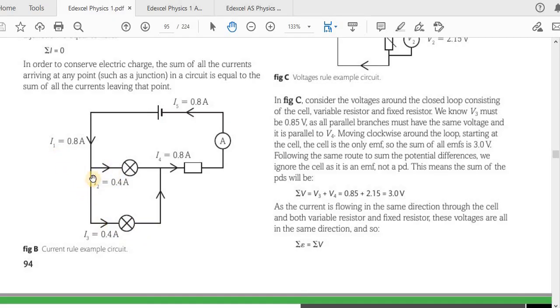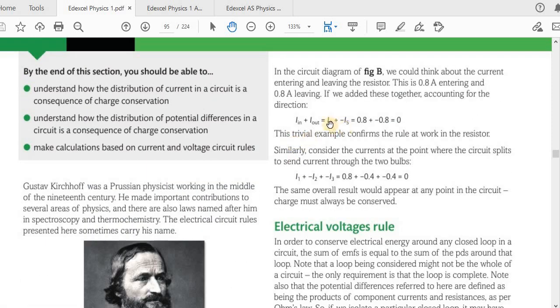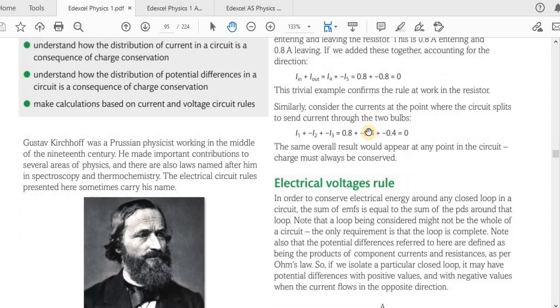Now I1 is equal to I2 plus I3. Similarly over here, I2 plus I3 should be equal to I4. Now these two are in series, so whatever current goes through this has to go through this. So the resistor, the ammeter and the cell are all in series. Therefore 0.8 amperes flows through them. And you can see it is done as a calculation here. The total current entering should be equal to the total current leaving, and you get it equal to 0.